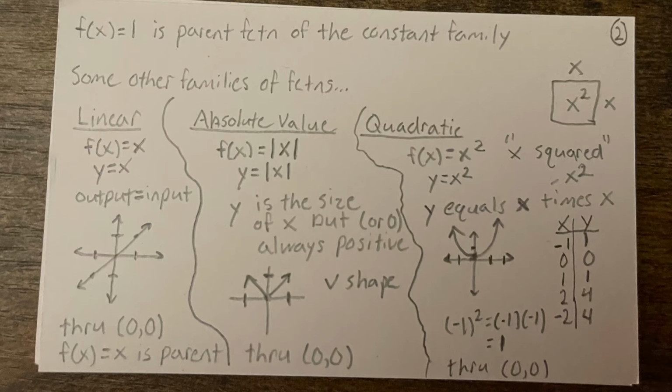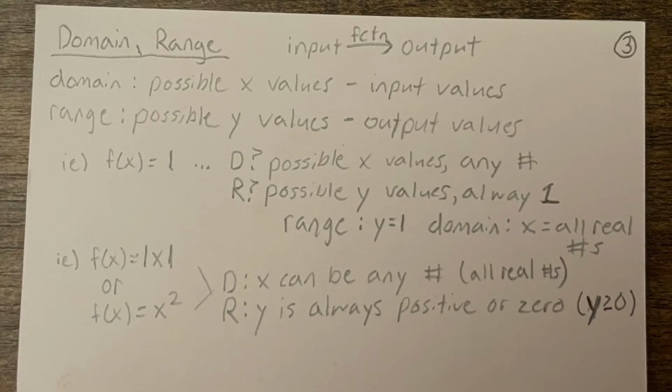For example, negative 1 squared equals negative 1 times negative 1, which equals positive 1. 1 squared also equals 1. 0 times 0 is 0. So the graph intersects the point 0, 0. Input into function to output. Typically input x, output y.